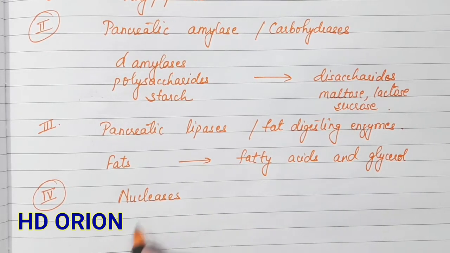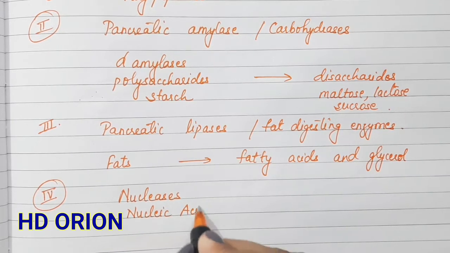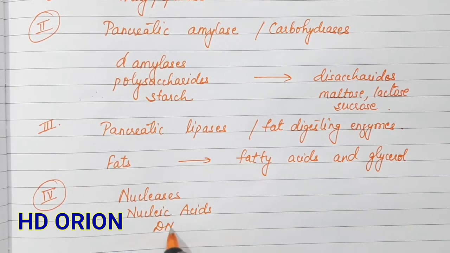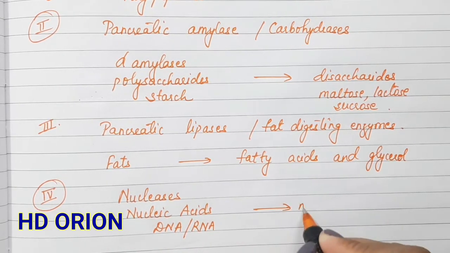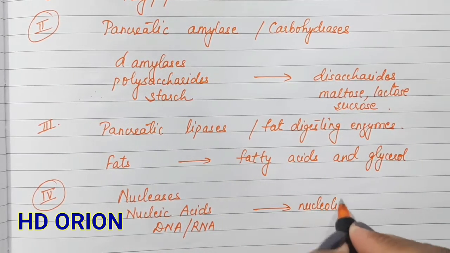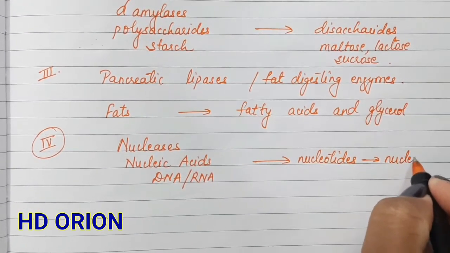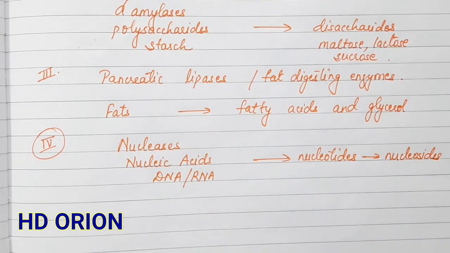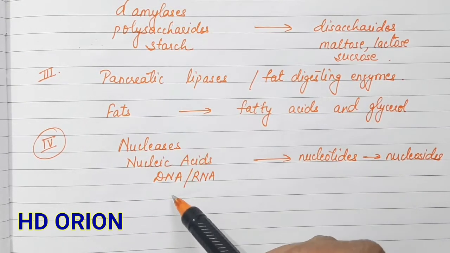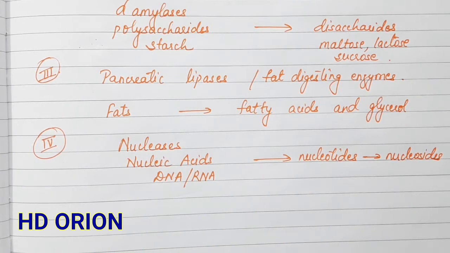And the fourth type of enzyme that is present is nucleases. They break down the complex nucleic acids like DNA and RNA into nucleotides, and the further action breaks them down into nucleosides. So this is the composition of the pancreatic juice. These are the enzymes that we just talked about, and water and bicarbonate ions are present in the pancreatic juice.